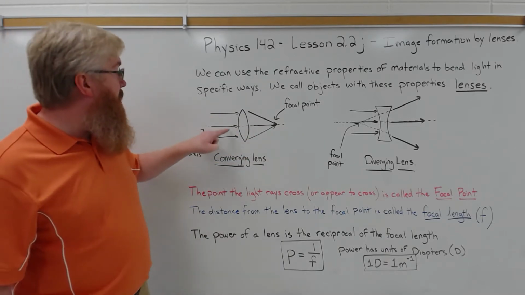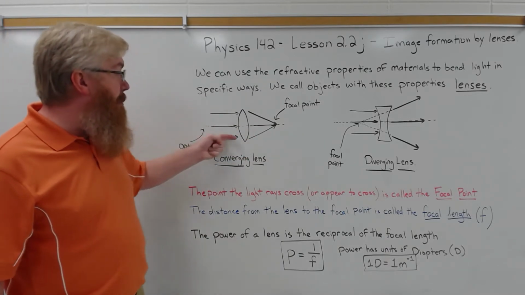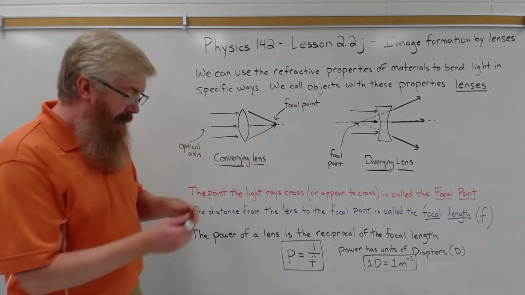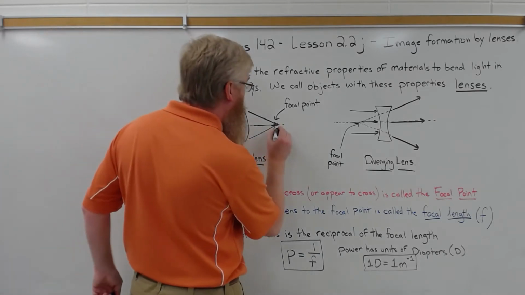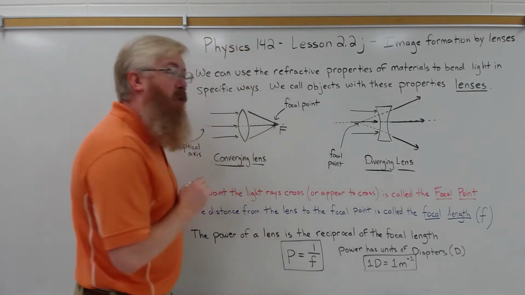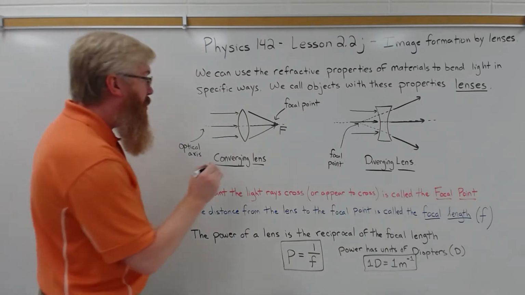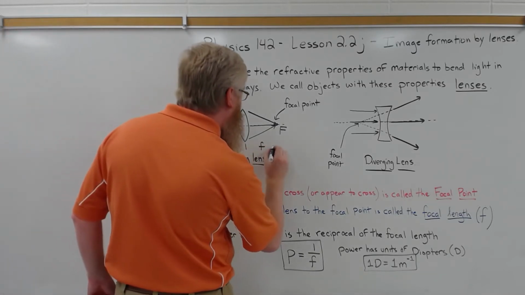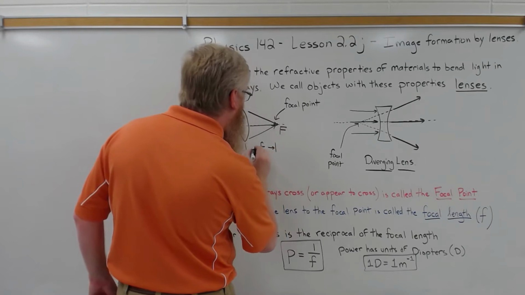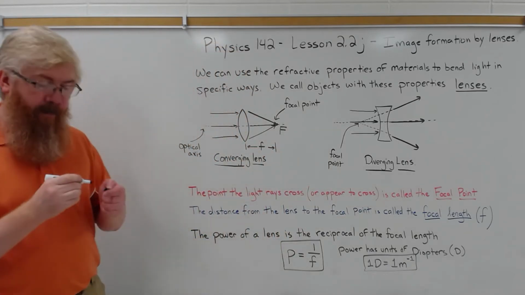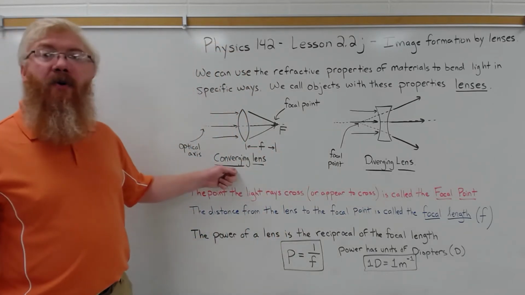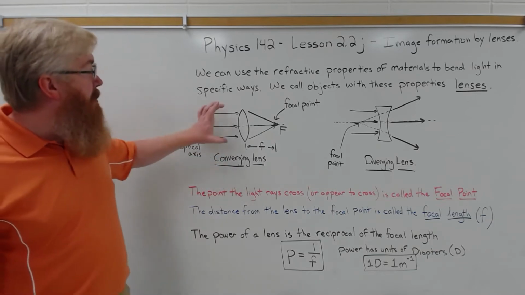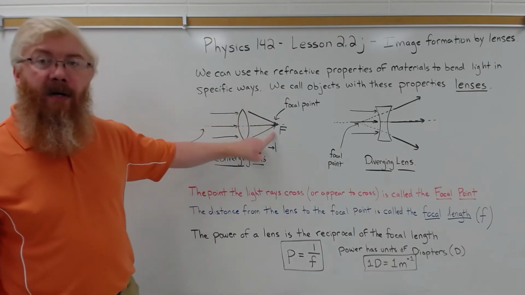In that each of these rays, if you had a little laser beam passing through, would all meet at the same position, capital F, this focal point. That focal point will be some distance, small f, the focal length, away from the lens. Now this is called a converging lens because parallel beams of light converge to a point.